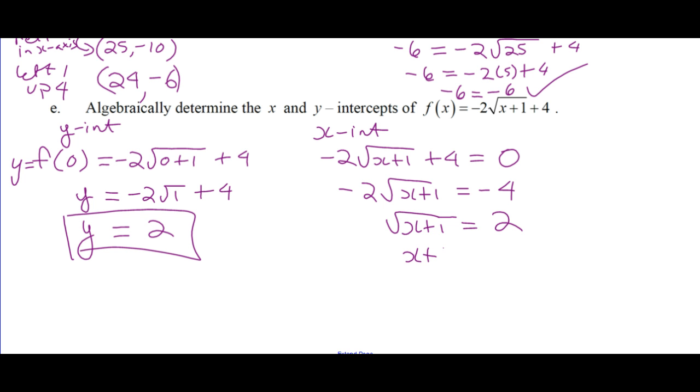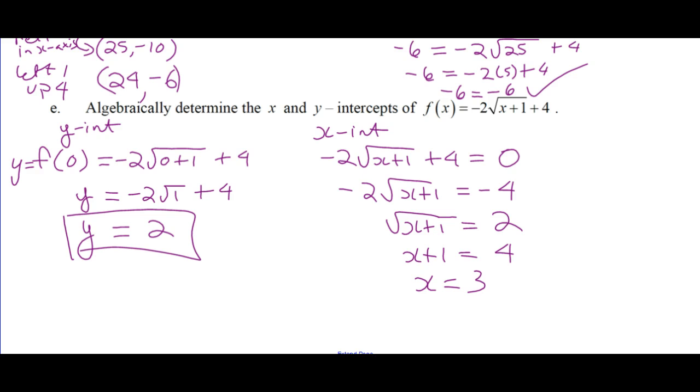So this is 2. Square both sides. Negative 4 divided by negative 2 is 2. If it were negative, then I know there wouldn't be an answer, right? Because I had a radical equals a negative. That's not possible. But when we square it, we would get an answer. So x plus 1 is 4, so x is 3. Now, here's the deal, right? Had that been a negative 2, this still would have solved to x equals 3.